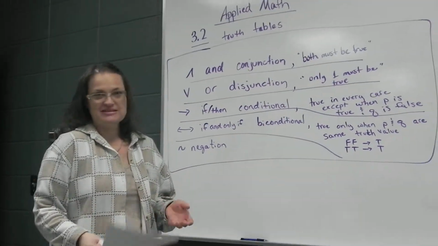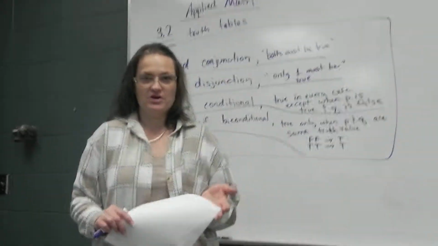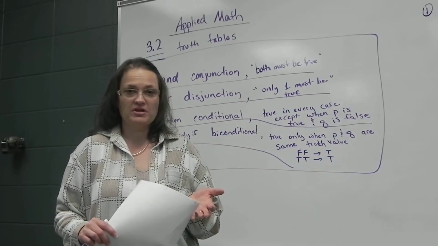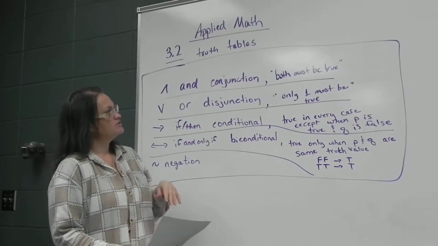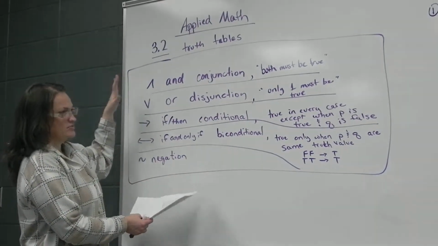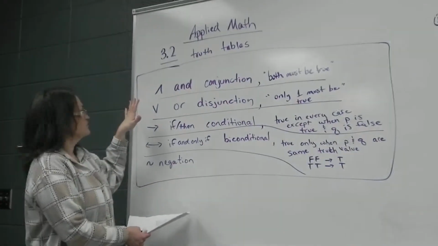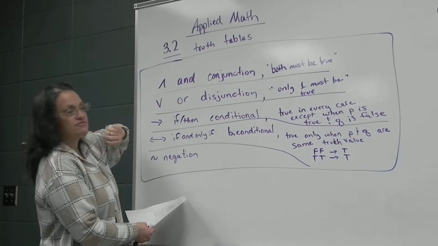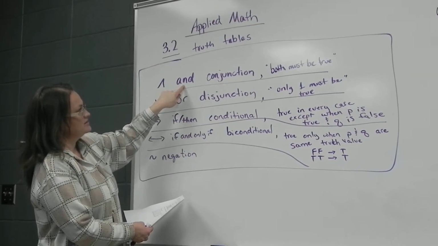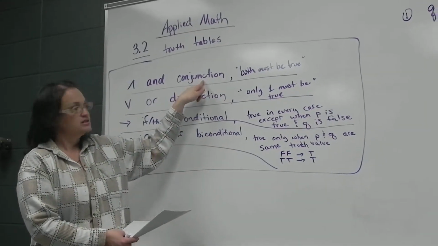Okay, Cindy Shelton, I would like to work with you on section 3.2 of your applied math homework. The topic is truth tables, and I wanted to show you first of all some of the rules we'll need to use to make a truth table. In our symbolic language, we have this symbol, kind of an inverted V, which means and. We call that a conjunction.